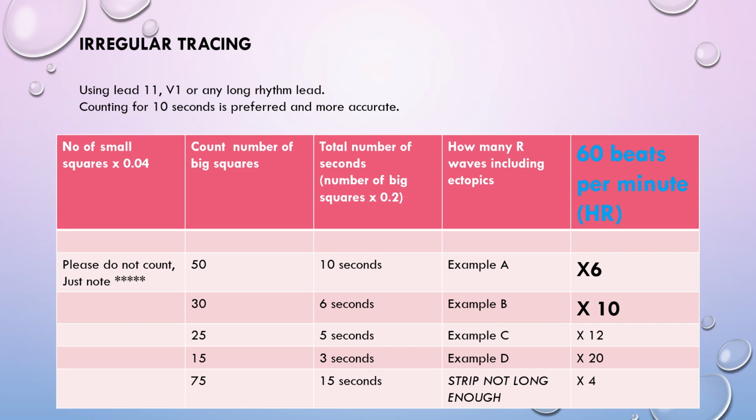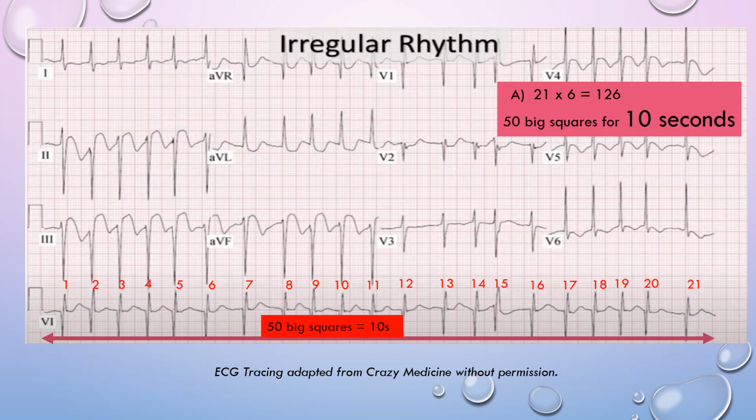I'm sorry. If we're counting 25 big squares, it means we're counting for just 5 seconds. We need to multiply the number of R peaks that we have by 12. So let me take the slides. I'm sure we'll understand it better when we get onto the slides.